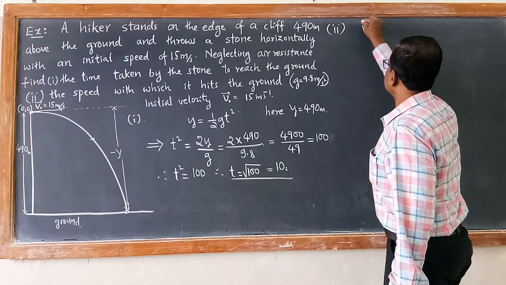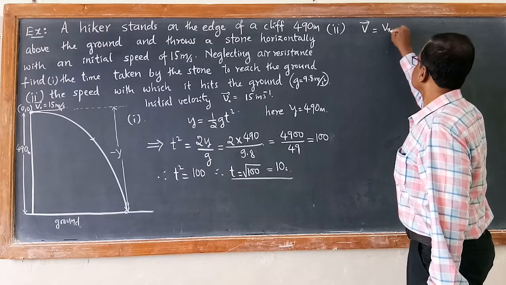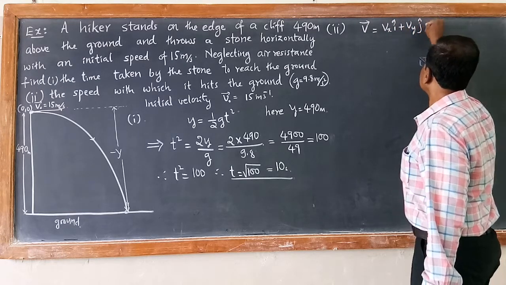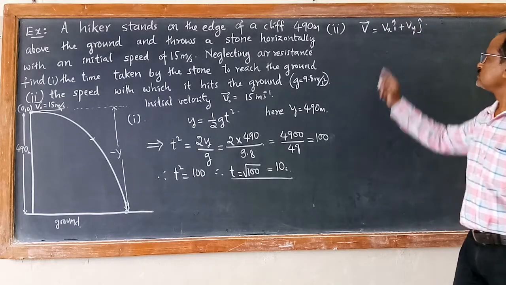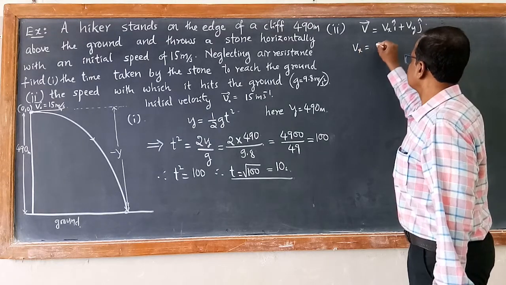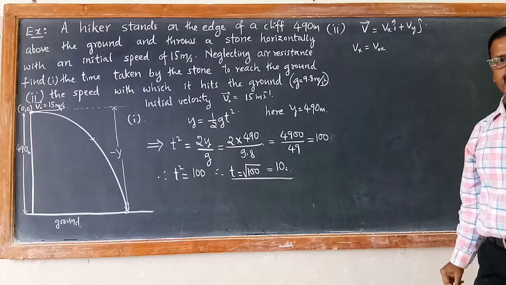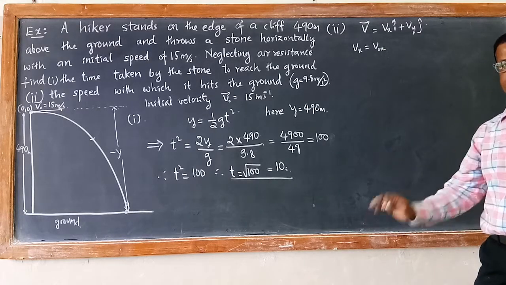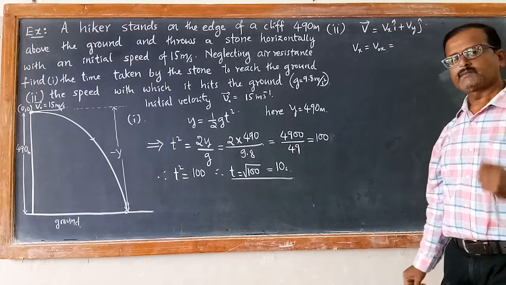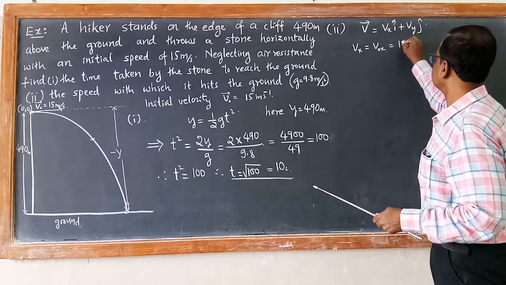We have final velocity vector v equal to Vx i cap plus Vy j cap. Let us first find out what is Vx. Vx is equal to V naught x. For a projectile, the x component of velocity never changes. It remains always constant. So for a horizontally thrown projectile, the x component is same, that is 15 meter per second in this example.